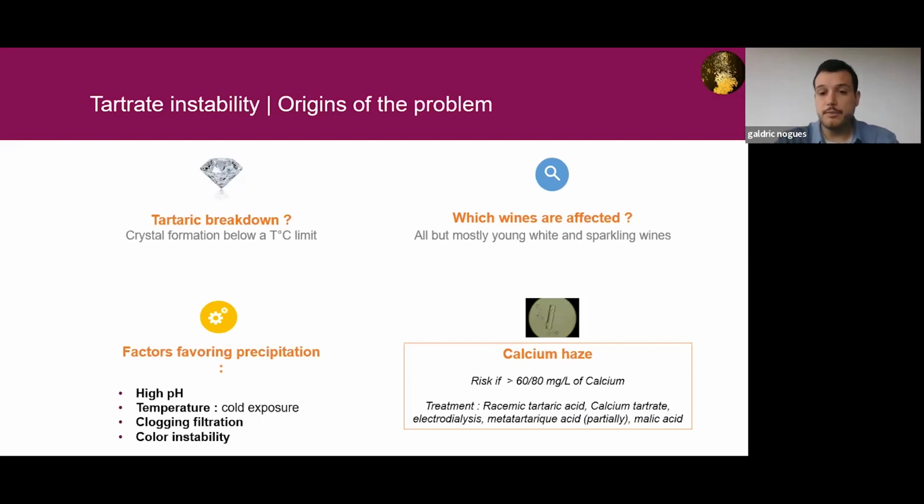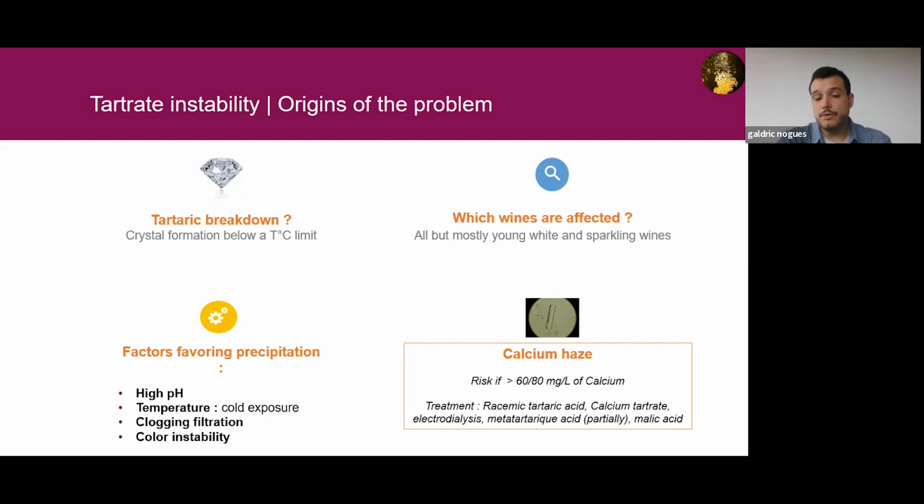And the fourth point as well would be a calcium haze or calcium breakdown, which is going to act exactly the same way as a tartrate instability, but with calcium. And the risk is real if you are above 60 to 80 milligrams per liter of calcium, so 60 to 80 ppm of calcium. If you're above this, the risk is real to have crystals of calcium at the bottom of your bottle.